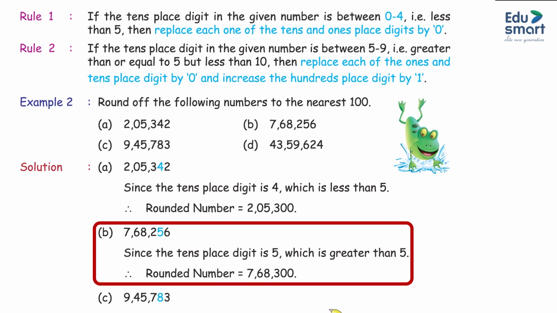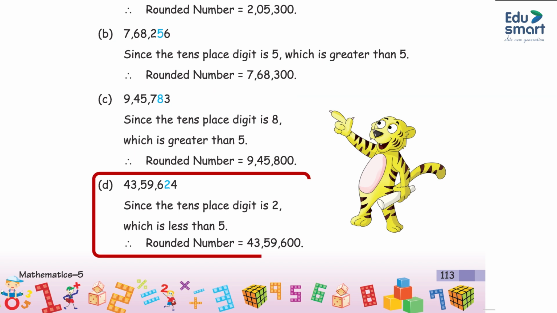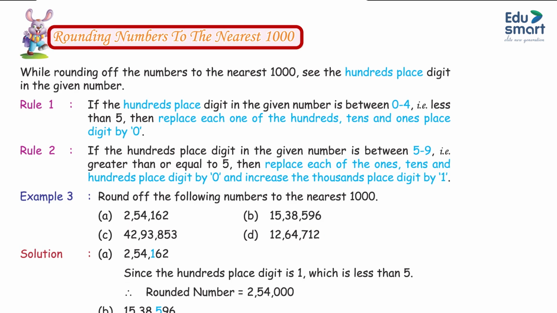B. 768256. Since the tens place digit is 5, which is equal to 5, rounded number is 768300. C. 945783. Since the tens place digit is 8, which is greater than 5, rounded number is 945800. D. 4359624. Since the tens place digit is 2, which is less than 5, rounded number is 4359600.